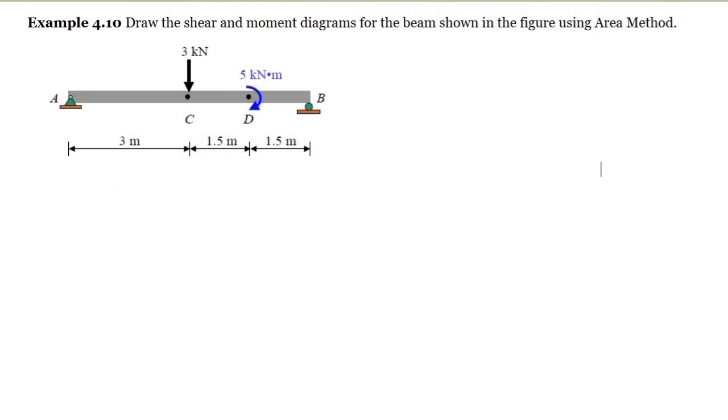Draw the shear and moment diagrams for the beam shown in the figure using the area method. No, area method naman talaga yung hihingin. So, ano gagawin natin dito? The first thing that we are going to do is to compute for the reactions.